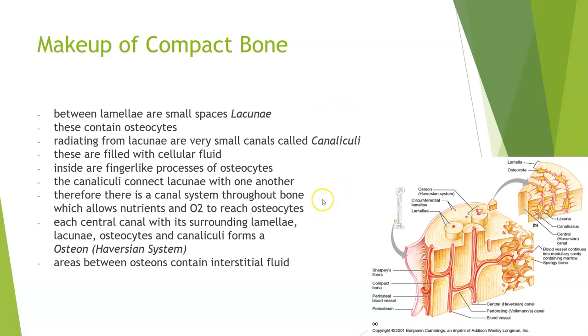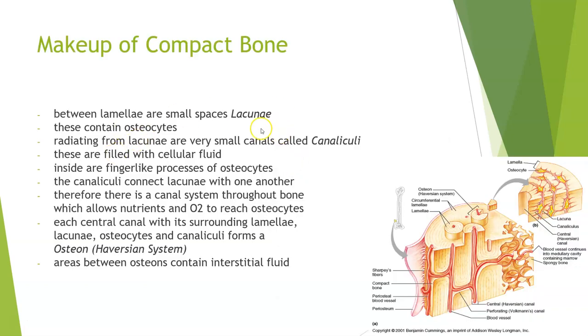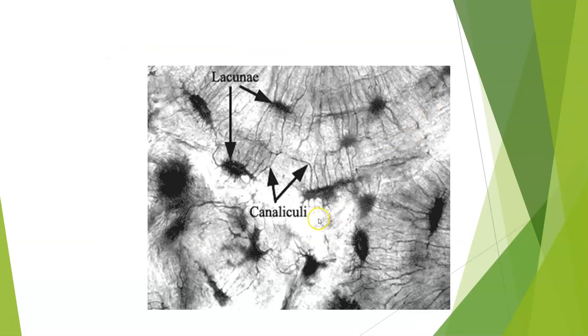Between the lamellae, we have small spaces. So you can see here in this diagram, we see these large holes here. And these small spaces are called lacunae. Now remember I said that osteoblasts secrete matrix until they're completely surrounded by it. And once the osteoblast is surrounded by matrix, it then converts into an osteocyte. So the space where the osteocyte sits, which of course was originally the osteoblast, is called a lacunae. And you can see here again, these dark areas are all lacunae, and within these dark holes would sit the osteocyte.